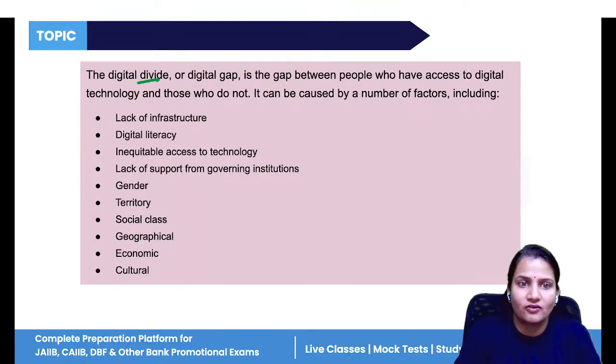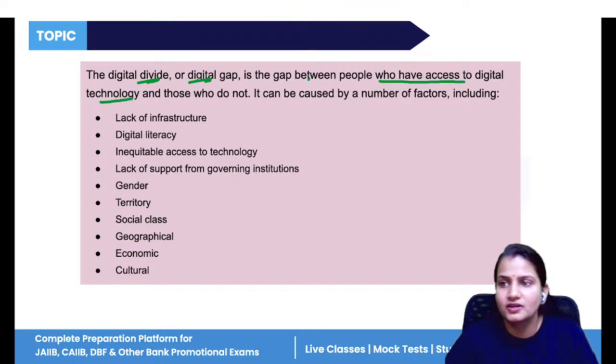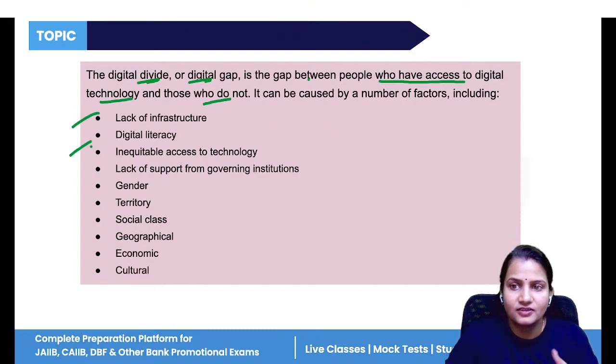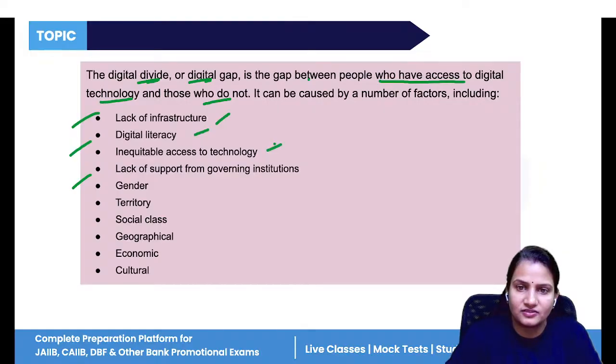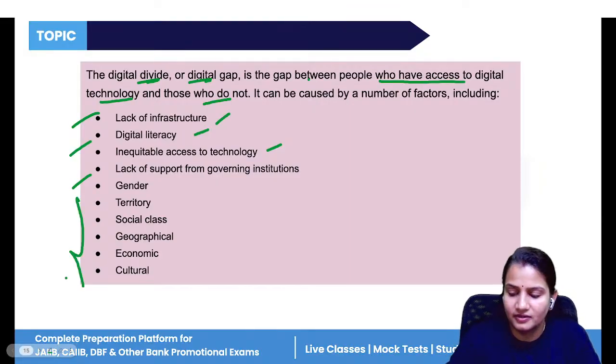So digital divide or gap is what? It is a gap between people who have access to digital technology and people who do not have that access. Now, what are the reasons for this? Lack of infrastructure facilities, digital literacy, when people are not literate enough to understand the network and the internet, inequitable access to technologies, and rural people have less access to technology, but urban people have more access to technology. So these are all the reasons for the digital divide.